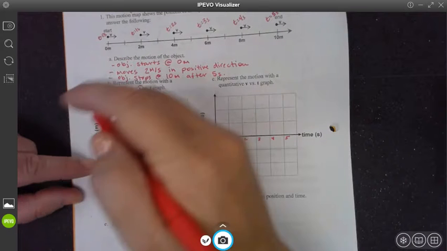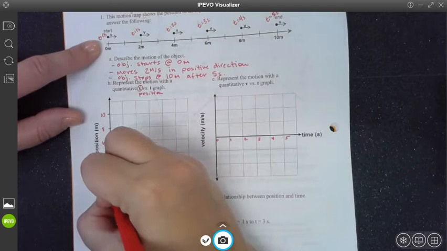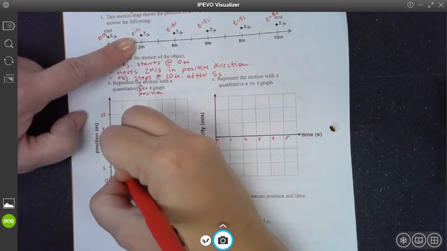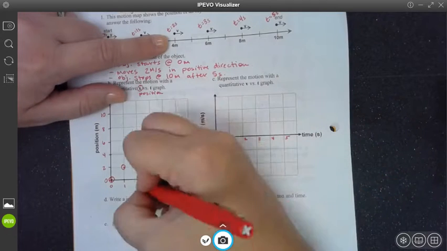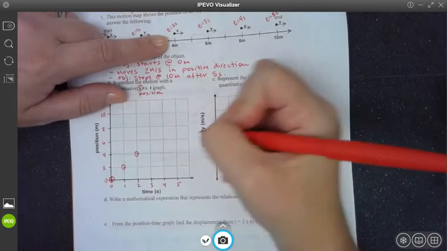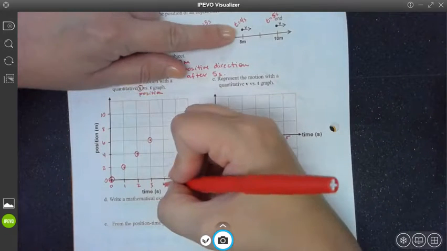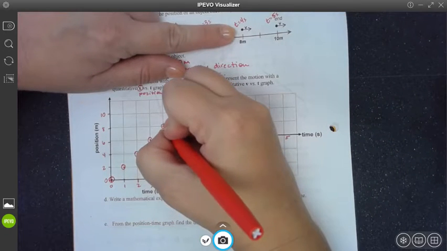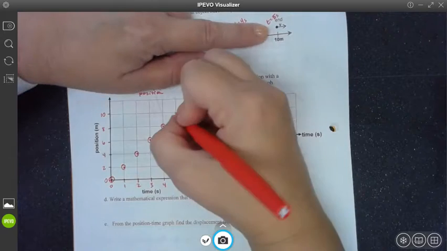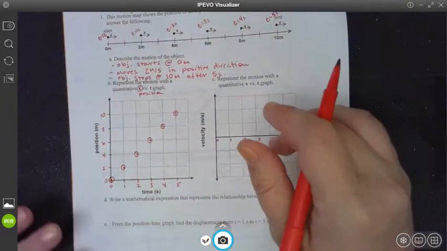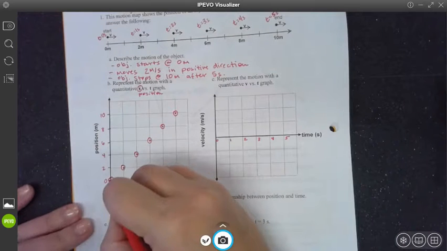Now my dots. When time is 0, I'm at 0 meters. So there we go. At 1 second, I'm at 2 meters. At 2 seconds, I'm at 4 meters. At 3 seconds, 6 meters. 4 seconds. You guys ever notice when you're doing these in this unit, you get to the point where you can predict where the next one should go? Isn't that cool? There we go. This looks like a straight line.